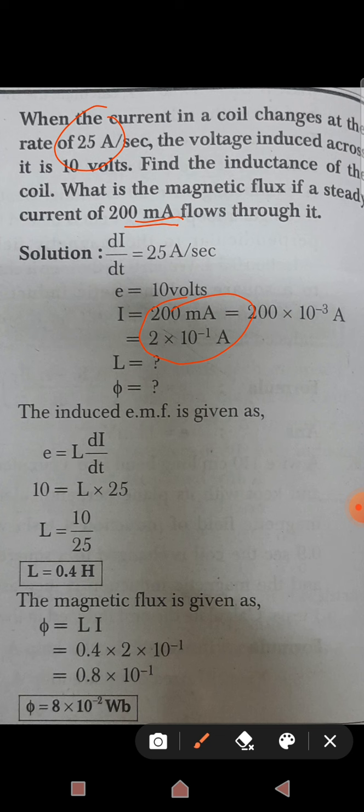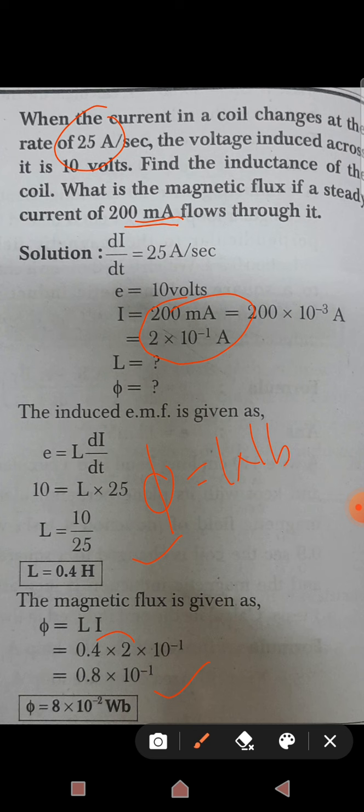So the flux phi is equal to L into I. What is the value of L? 0.4. What is the value of I? 2 into 10 power minus 1. So you can do the multiplication: 0.8 into 10 raised to minus 1. So you can shift the power, and write phi is equal to 8 into 10 raised to minus 2 Weber. Friends, while solving the numericals, never forget to write the units. Magnetic flux phi has the unit Weber.